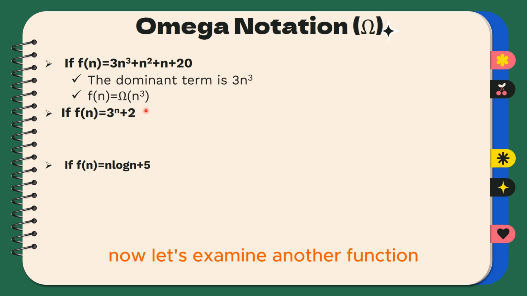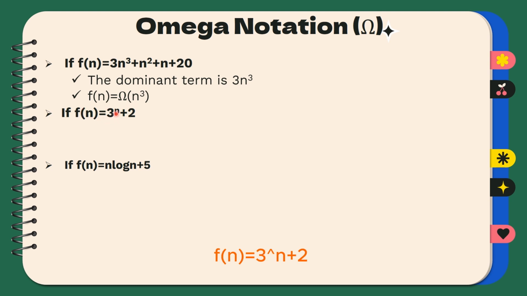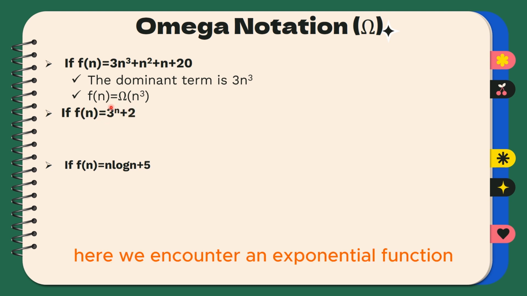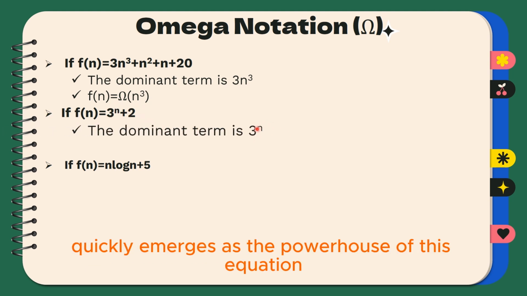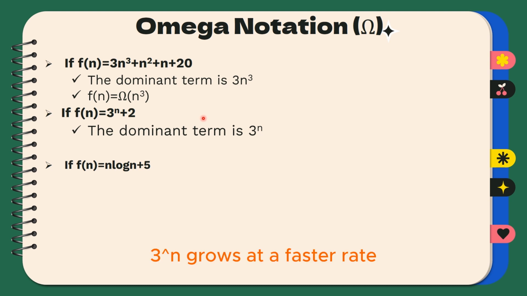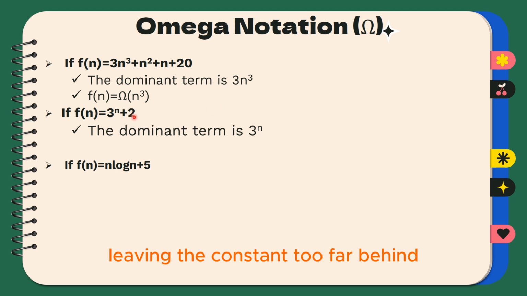Now, let's examine another function, f of n equal to 3 to the power of n plus 2. Here, we encounter an exponential function. The term 3 to the power of n quickly emerges as the powerhouse of this equation. As n increases, 3 to the power of n grows at a faster rate, leaving the constant 2 far behind.